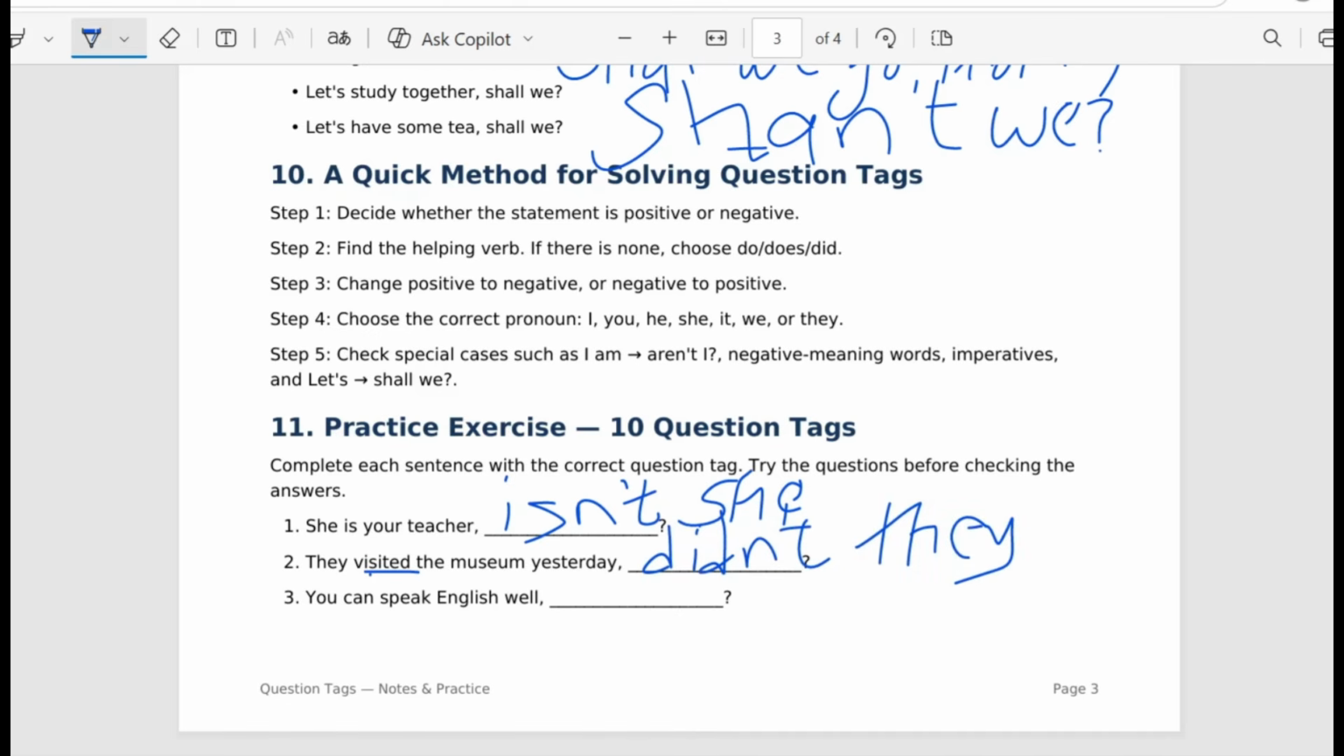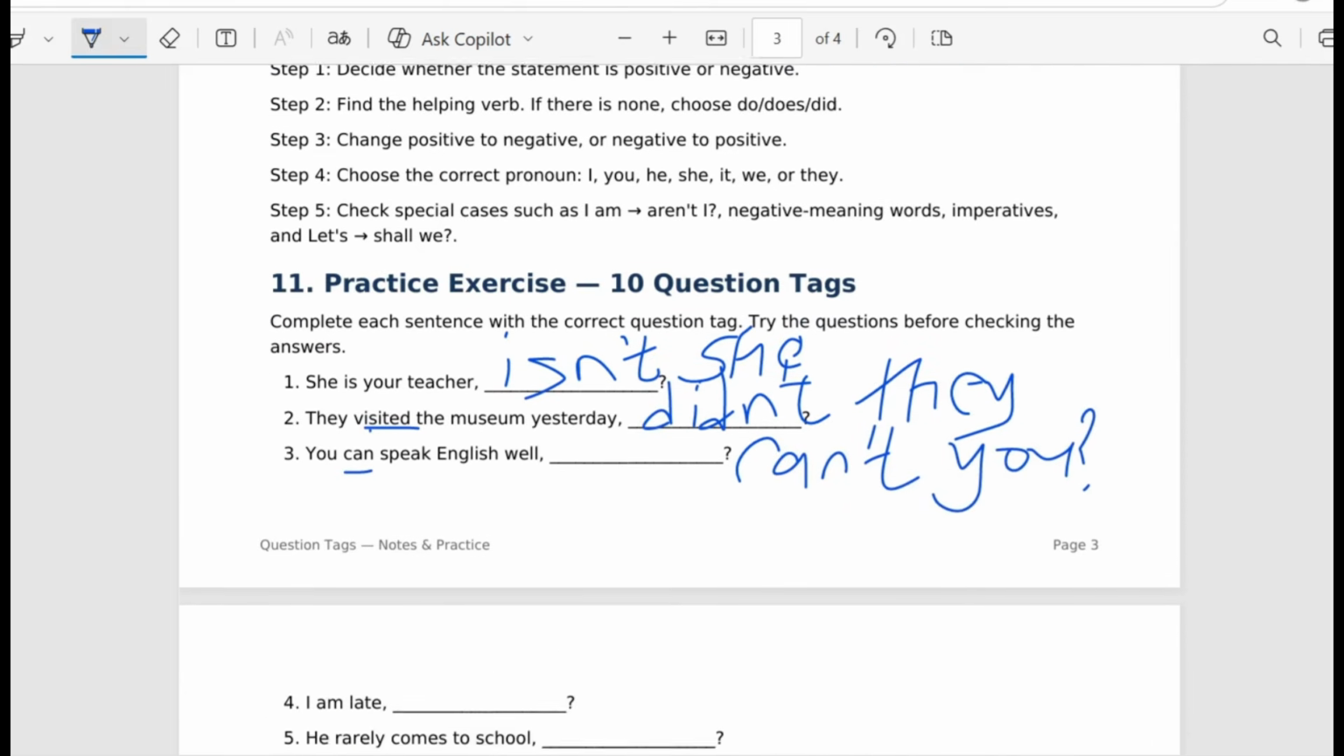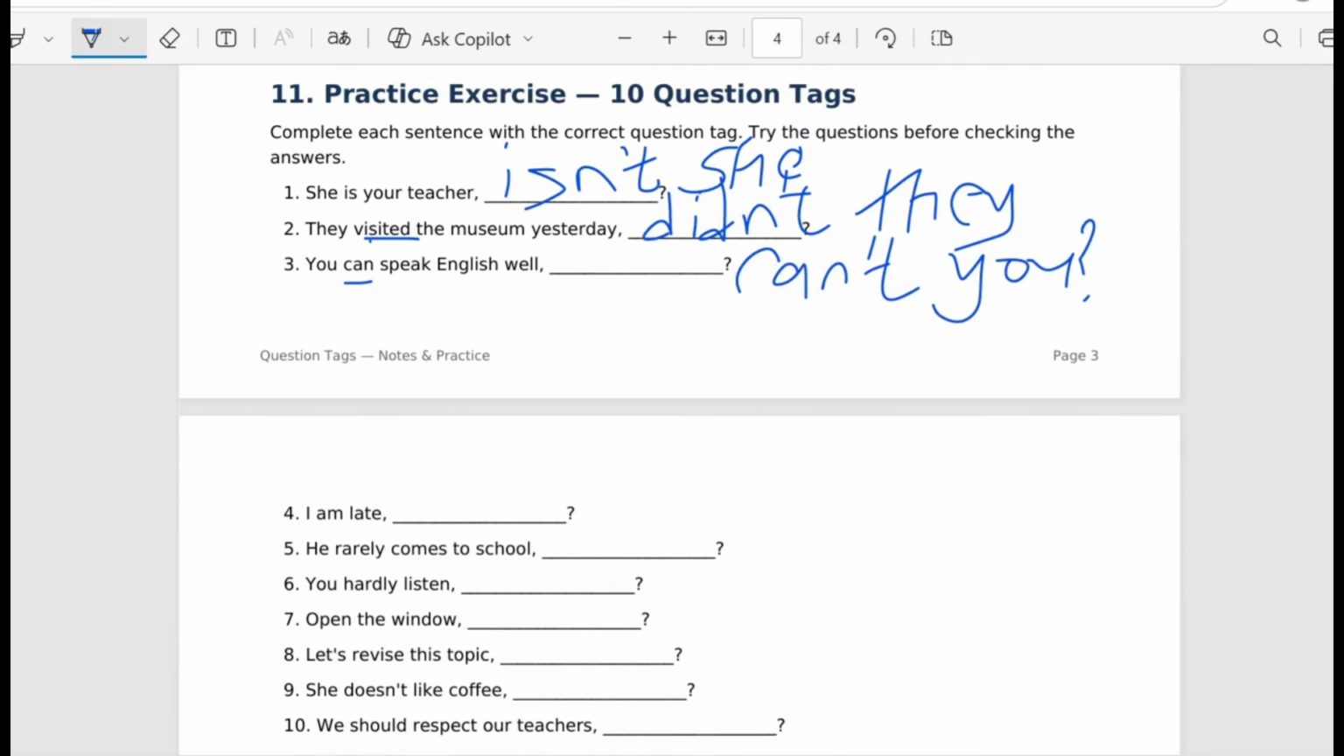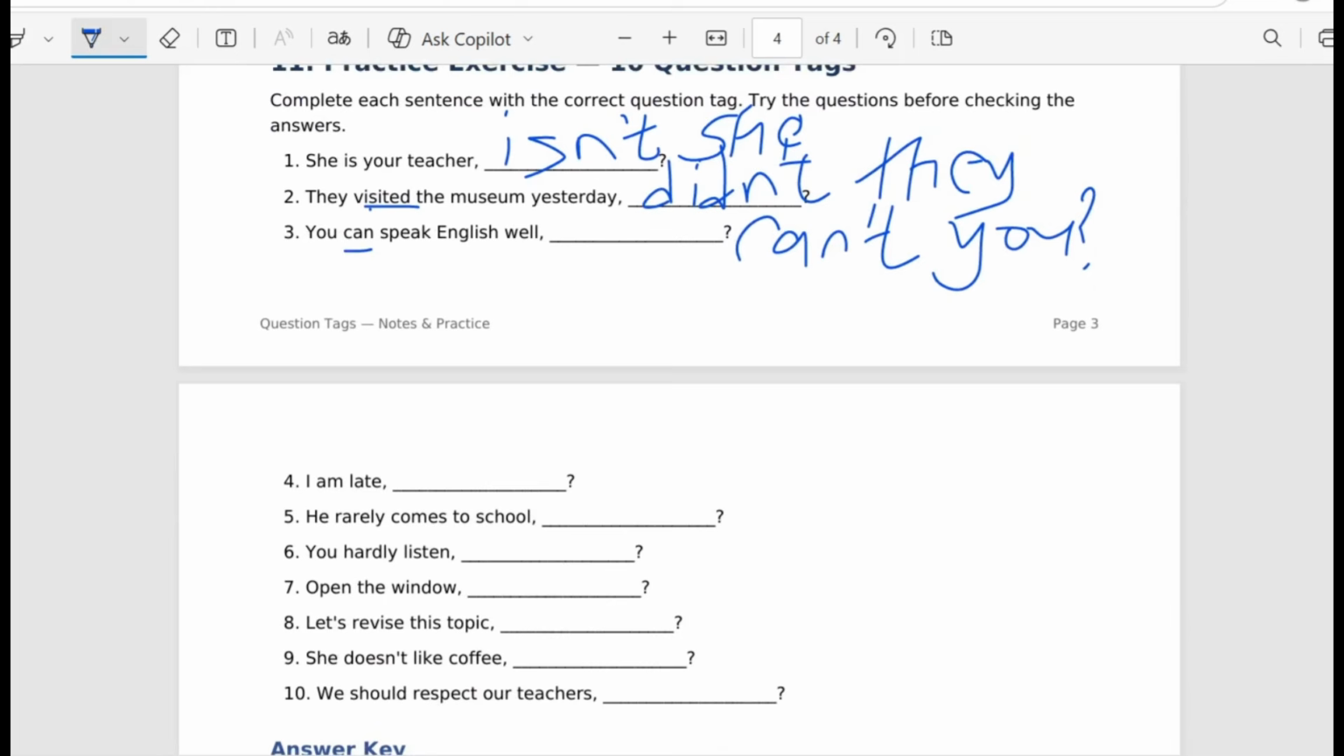You can speak English well. Can is a modal verb. Remember, can is a modal verb, so you are supposed to use that modal verb to make a tag. You can speak English well, can't you?